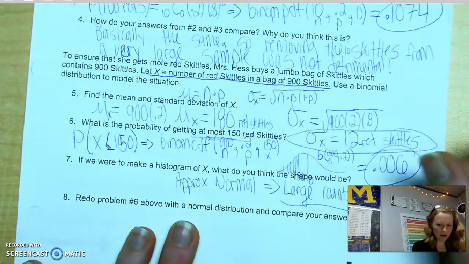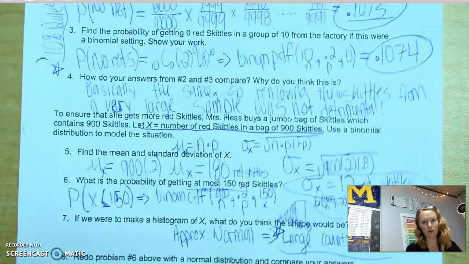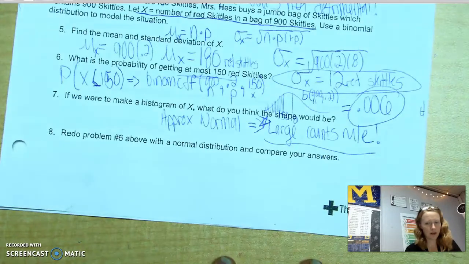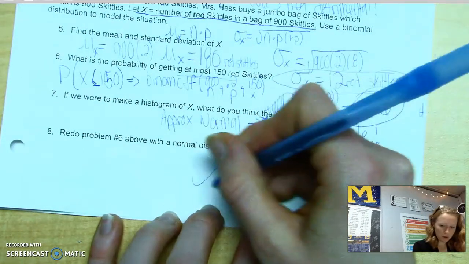Which we'll talk about on the other page. So remember, there's the 10% rule and the large counts rule, right? The 10% rule up here, the large counts rule refers to this, right? So the larger and larger the sample we get, the more normal it should be. So we're going to try this with a normal distribution.